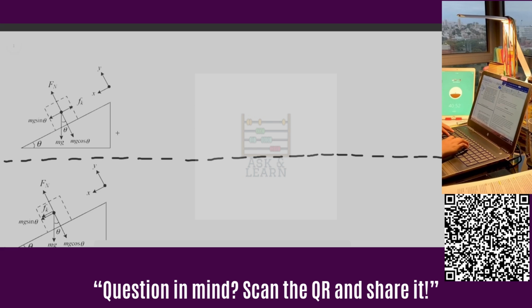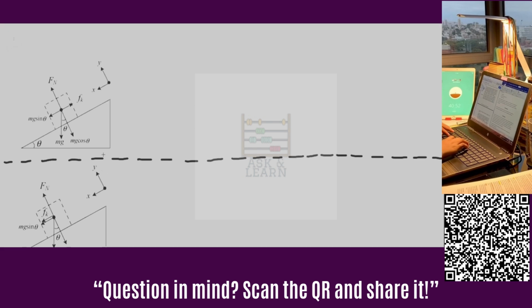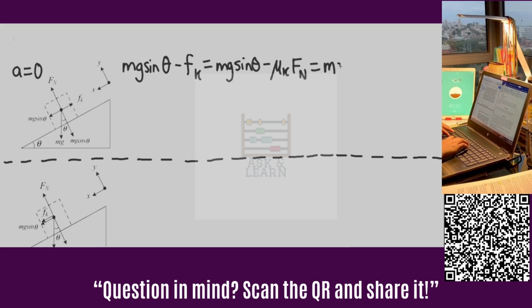Two free body diagrams for two different parts of the problem. Here, the first part, we have a zero acceleration. So we can say for the first part, the acceleration is zero here. And so applying Newton's second law is a bit simple. We can say mg sine of theta minus the kinetic frictional force, mg sine of theta minus the coefficient of kinetic friction multiplied by the normal force, is going to be equal to the mass times the acceleration in the x direction. And in this case, this is equal to 0.